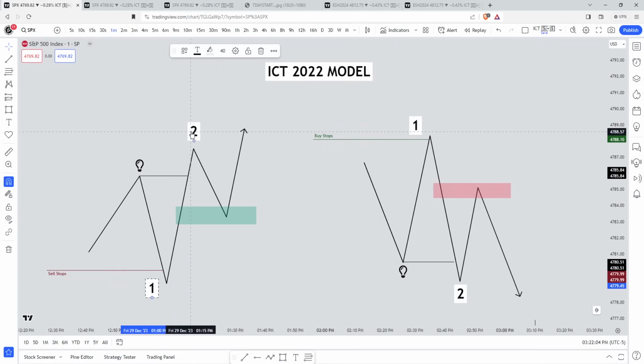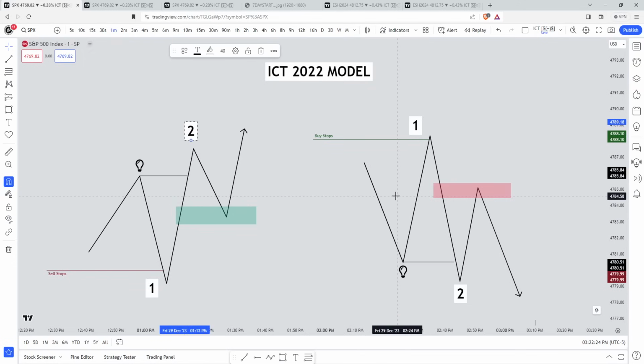Then we look for a market structure shift. You look for an old high to get taken out. That is number 2. So that's where I have this little light bulb. That's the market structure shift. Also, within this price leg from 1 to 2, you look for a fair value gap within that price leg. So in this move up that creates the market structure shift, you're looking for a fair value gap.